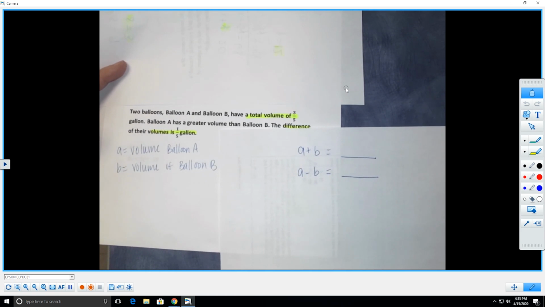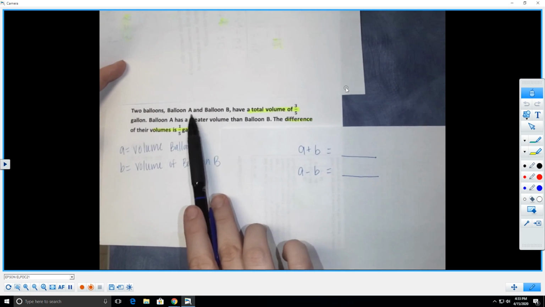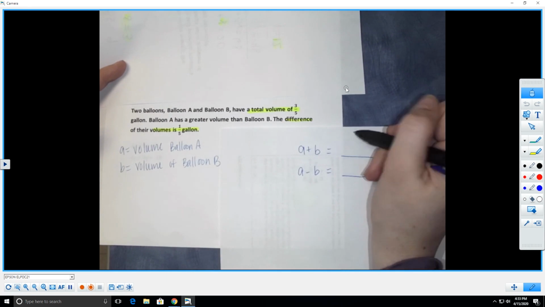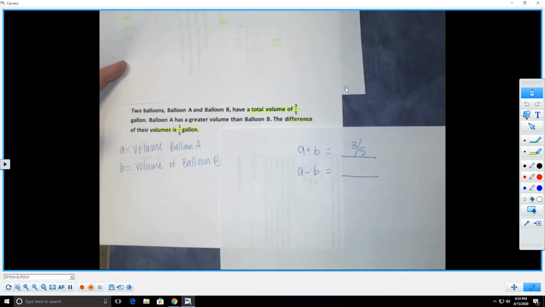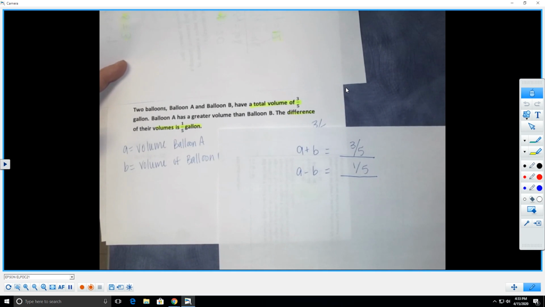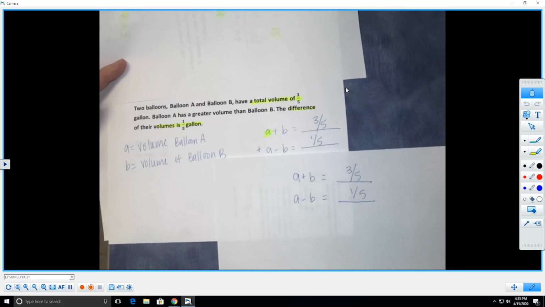Okay, did you get something like this? So we know that together the volumes have a total volume of 3/5, so A plus B equals 3/5. And then we know that the difference of their volumes, so A minus B, is 1/5. So this is what your system should look like. So we want to use elimination to solve this system of equations. Can you add the equations to eliminate B and find the value of A? See if you can do this one on your own.